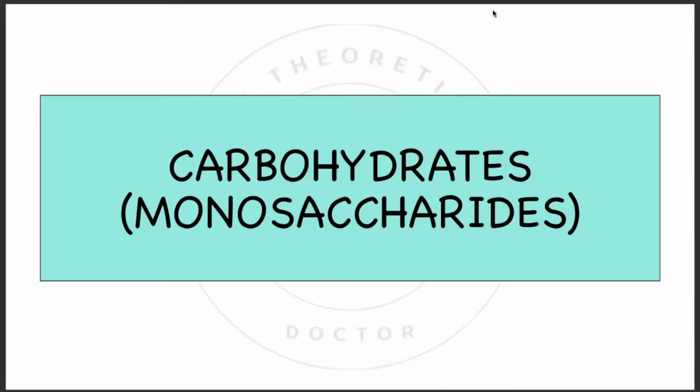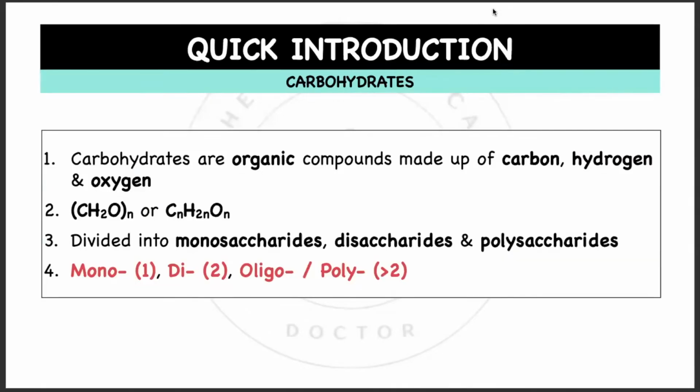So today's topic will be on carbohydrates. I will be covering monosaccharides. Alright, so just a quick introduction. Carbohydrates are organic compounds made up of carbon, hydrogen, and oxygen. So it's important to remember it's made up of carbon, hydrogen, and oxygen. So this is actually the formula for carbohydrates, and I will talk about why it's important to know later.